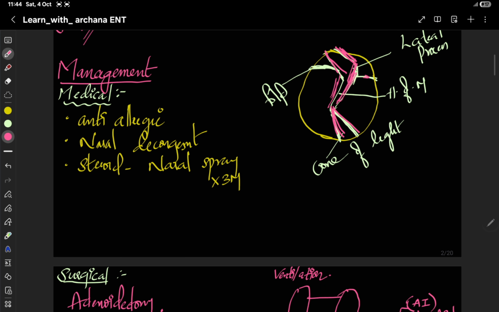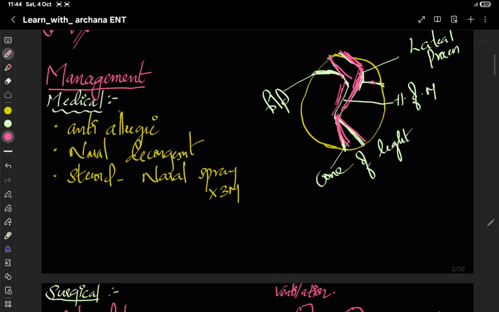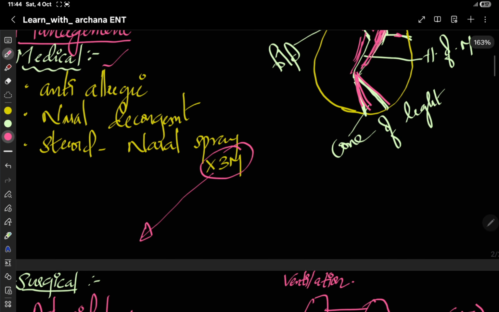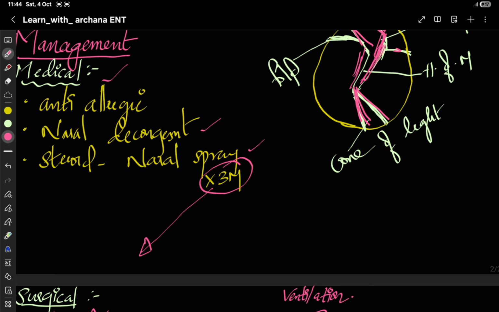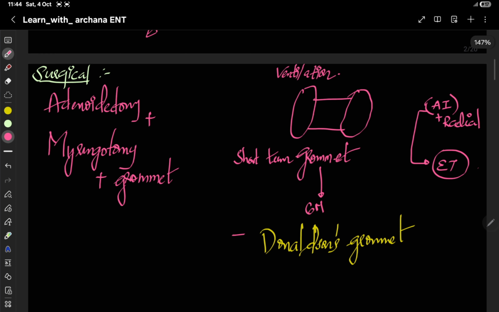Okay. Then regarding the management, what is the first management that can be given? Medical management. Only when the medical management fails for around 3 months do we start surgical treatment. Medical management, what all can be given? Nasal decongestants can be given. Steroidal nasal spray can be given to reduce swelling. For allergic causes, we can give anti-allergics. When all these fail, we start surgical treatment.